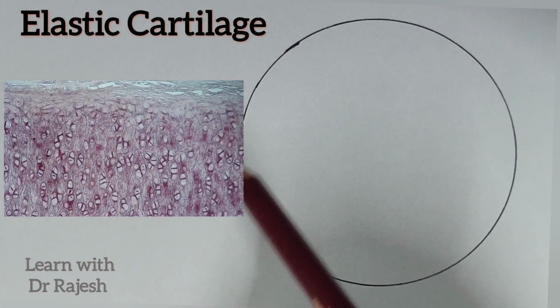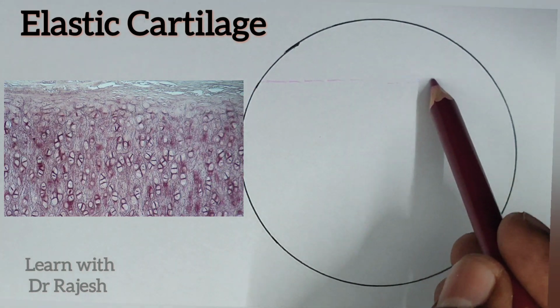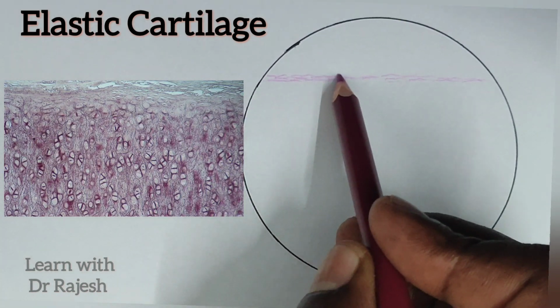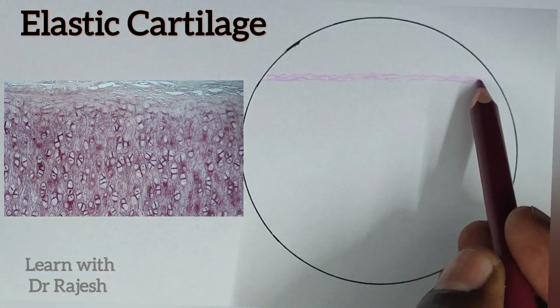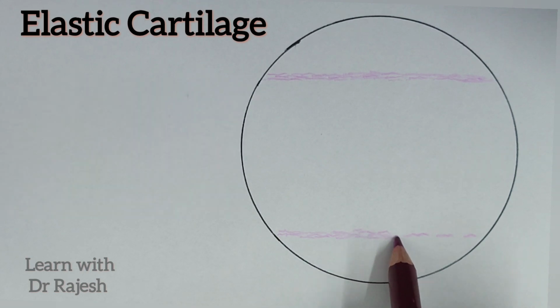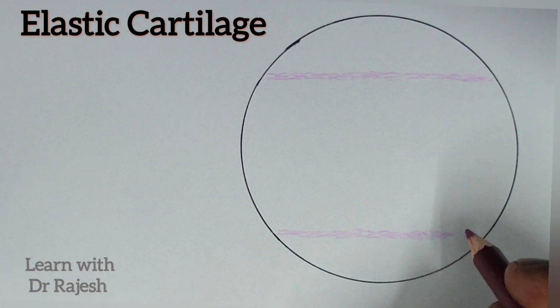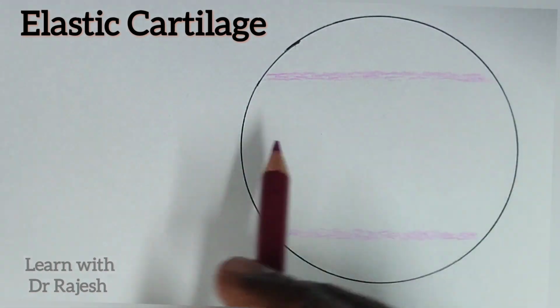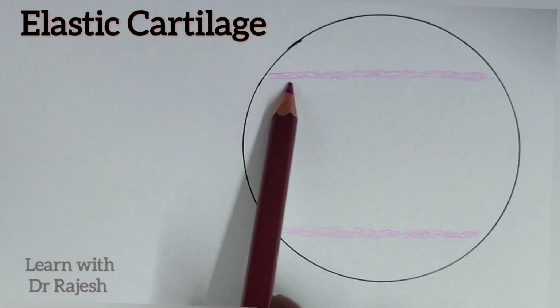The next type of cartilage what we are going to study is the elastic cartilage. So here also the perichondrium is same like that of the hyaline cartilage. We have a fibrous perichondrium which is made up of collagen fibers. So the intermittent wavy fibers what we are drawing right now represents the fibrous perichondrium.